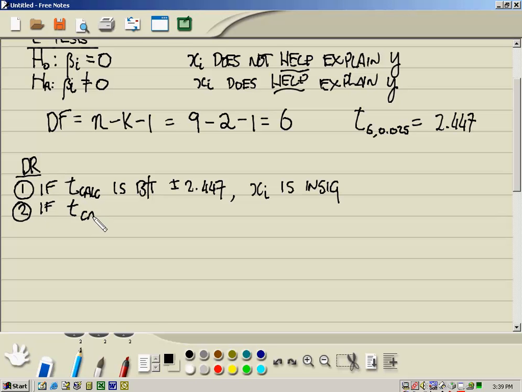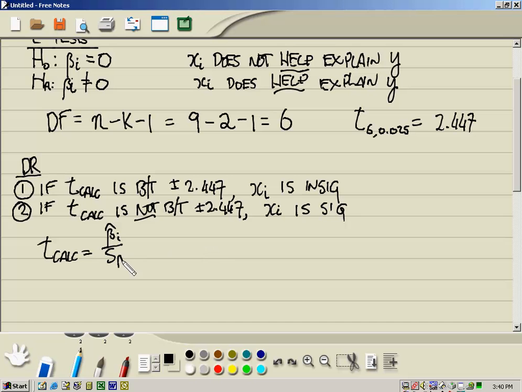Alternatively, if tcalc is not between the critical values, in other words, it's far enough away from 0, not between plus and minus 2.447 here, then we'll say that x sub I is significant. It does significantly help explain the y. Of course, after the decision rule, we'll need tcalc, and the formula for that generically is what you'd expect after simple regression: beta hat I, 1, 2, 3, etc., divided by the standard error S of beta hat I.